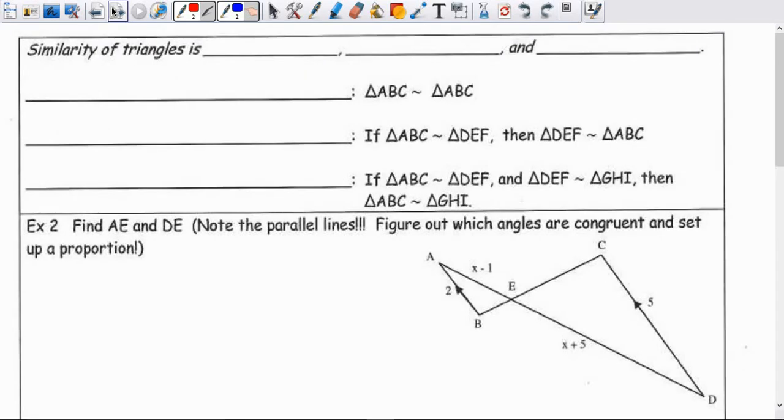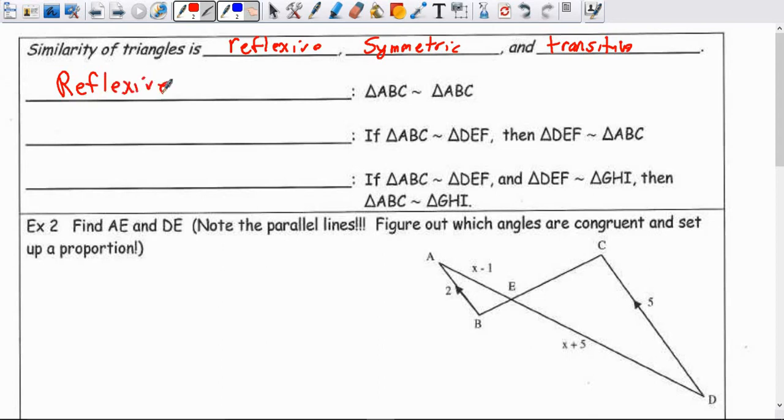Similarity of triangles is reflexive, symmetric, and transitive. All right, so let's review these properties a little bit. The first one here says triangle ABC is similar to triangle ABC. It says the same thing twice. That is what we call our reflexive property.